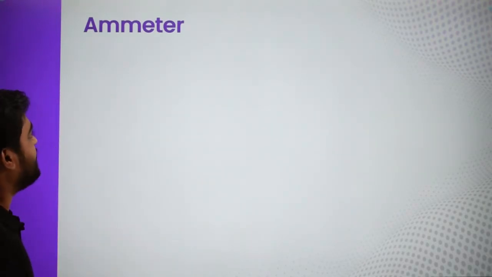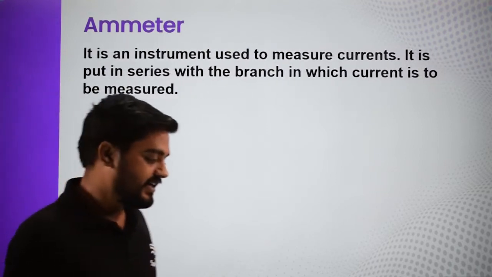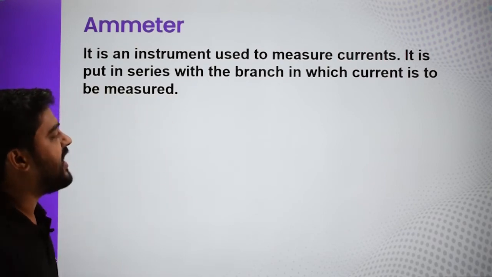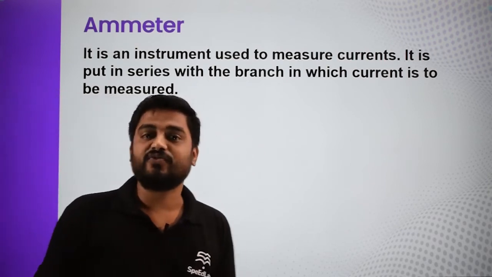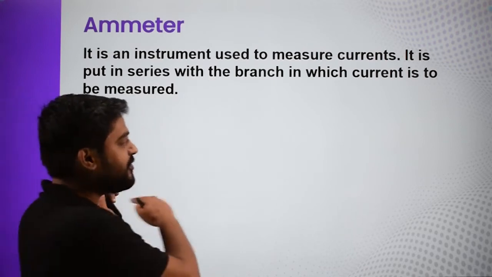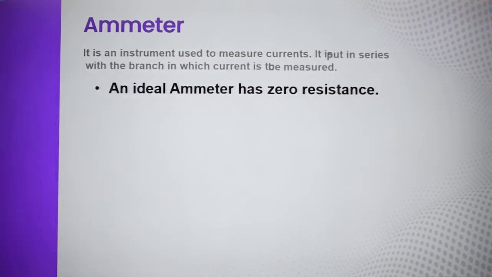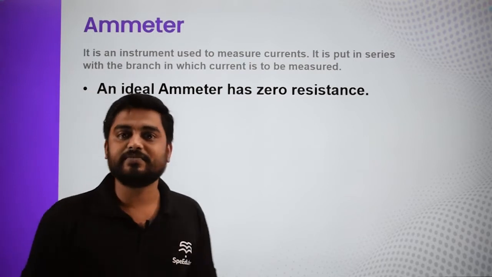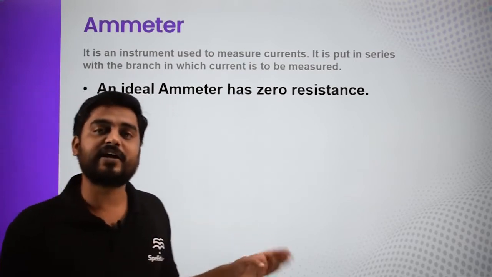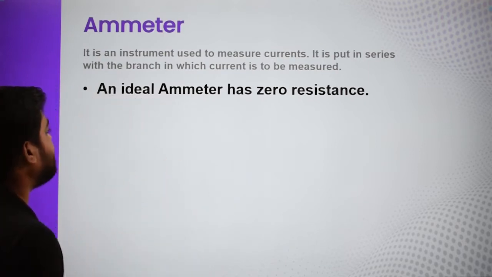First is the ammeter. So, what is an ammeter? It is an instrument used to measure the current, and it has to be put in series with the branch in which the current is to be measured. So the first thing is that it has to be put in series, meaning it has to be part of the branch in which you are measuring the current. Now, an ideal ammeter has zero resistance, because if it does not have zero resistance, then the resistance of the branch will change, and eventually the entire current value in the circuit will change.